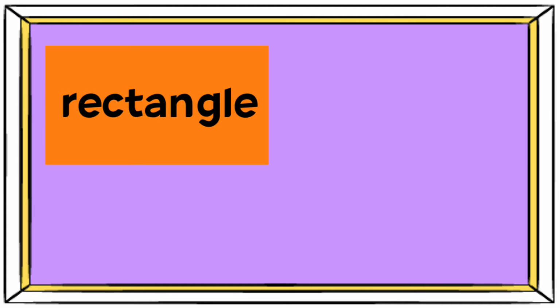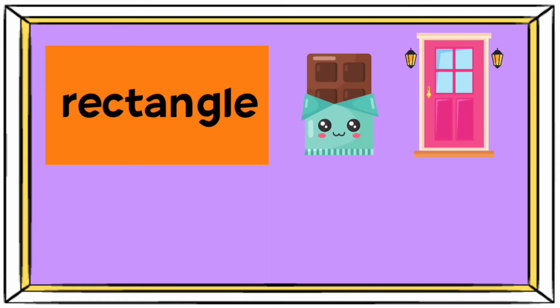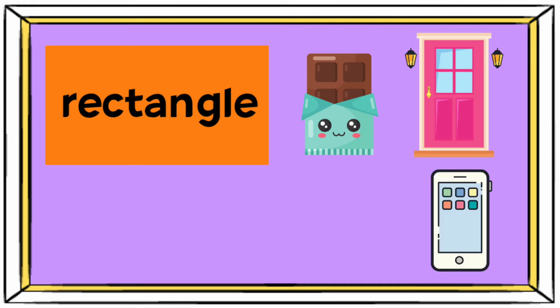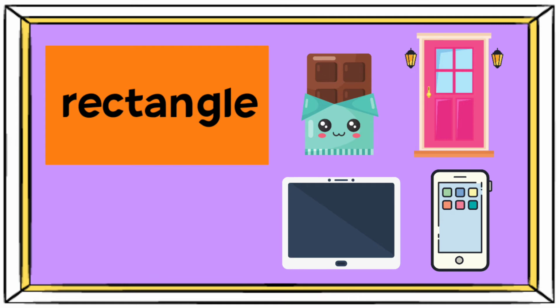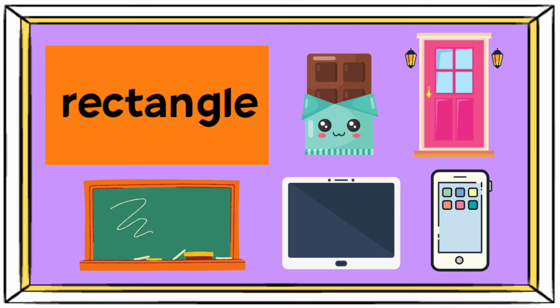Rectangle. Examples of rectangle. Chocolate. Door. Cellular phone. Tablet. Writing board.